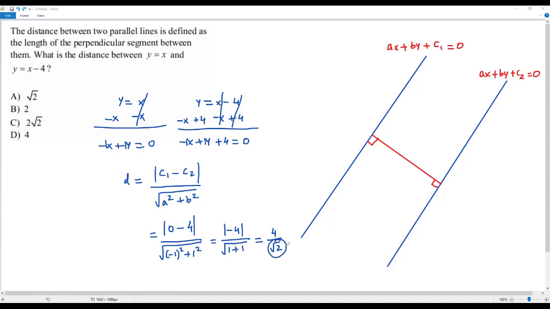Here the denominator is an irrational number. To rationalize the denominator, I multiply both numerator and denominator of the fraction by the square root of 2. When I do so, I get 4 times the square root of 2 in the numerator. When I multiply the square root of 2 and the square root of 2 in the denominator, I just get 2. Here 2 goes into 2 one time and 2 goes into 4 two times. I am getting 2 times the square root of 2. Here I got the distance between the two lines, that is 2 times the square root of 2. We find this 2 times the square root of 2 in answer choice C. The correct answer choice for this question is C.